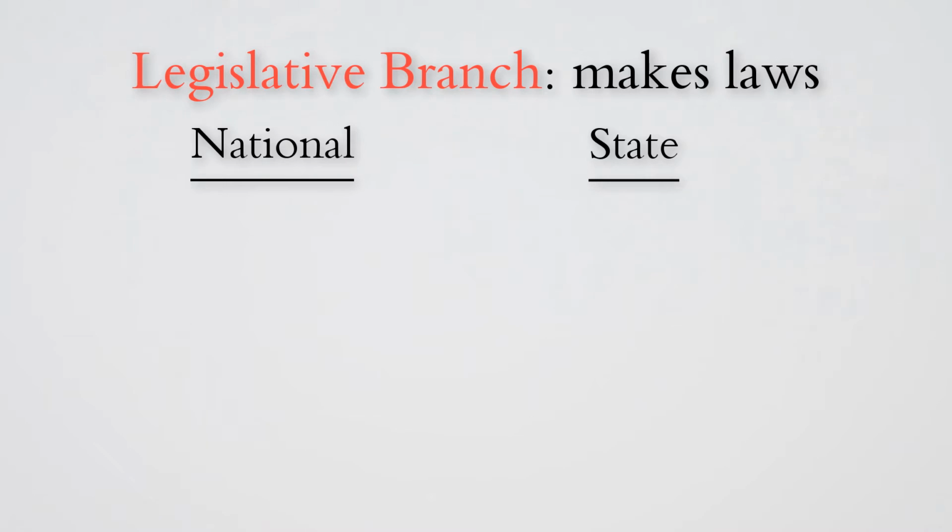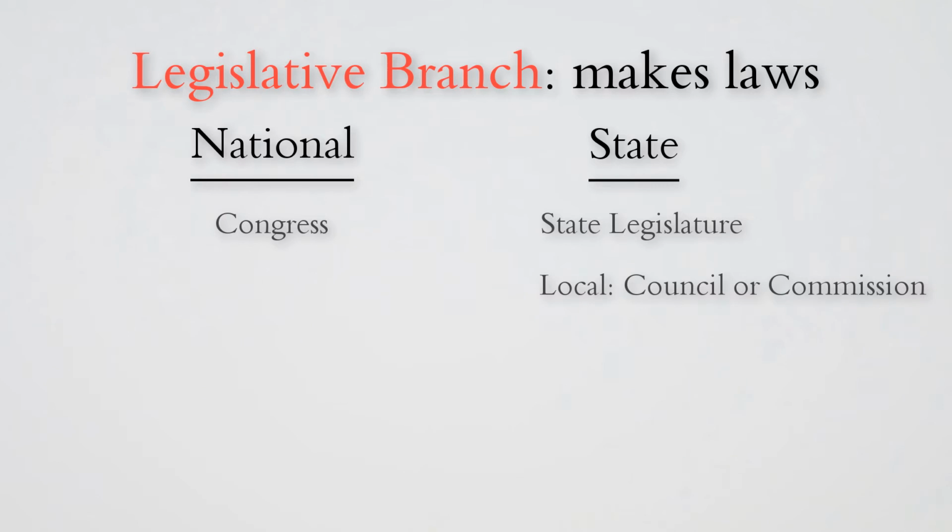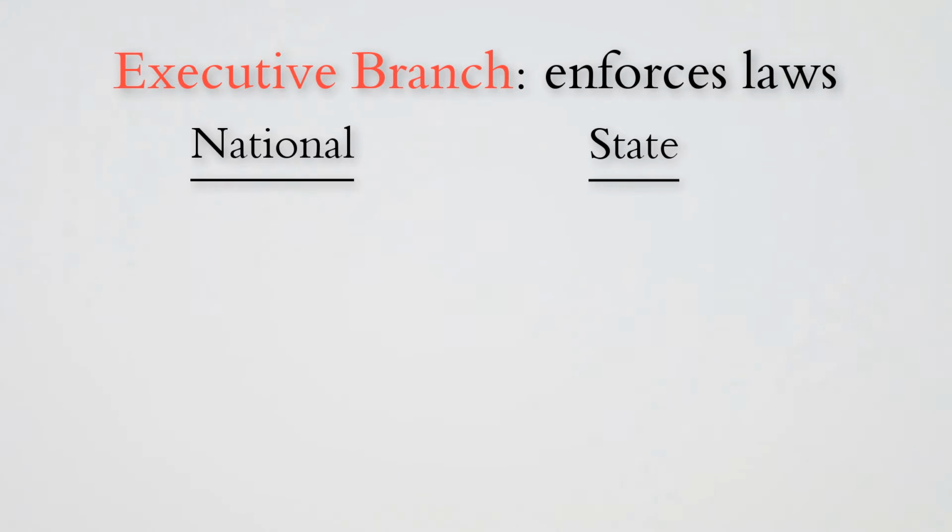The part of our government that makes the laws is called the legislative branch. At the national level, the legislative branch is called Congress. At the state level, it is called the state legislature. And at the local level, it is often called a council or commission. The part of our government that enforces the laws is called the executive branch. At the national level, the executive branch is headed by the president. At the state level, the executive branch is headed by the governor.